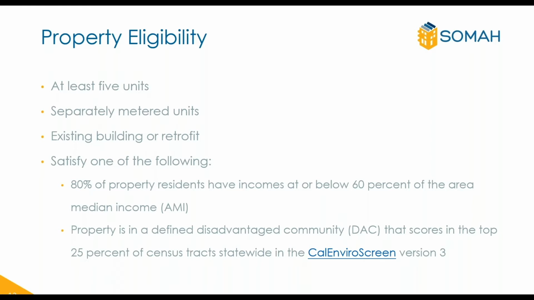Either 80% of the residents have incomes at or below 60% of the area median income, or the property is in a defined disadvantaged community that scores in the top 25% census tracts in the CalEnviroScreen version 3.